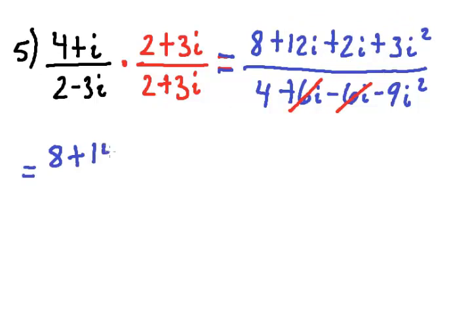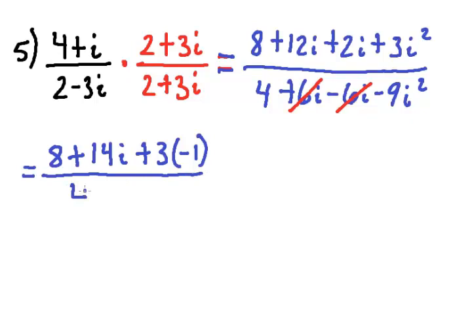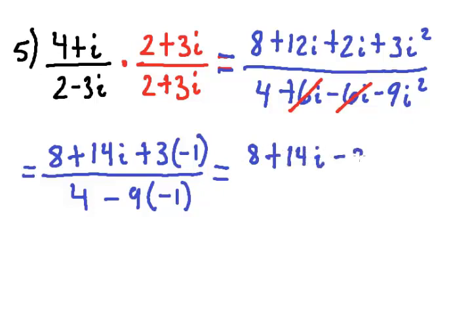12i plus 2i is 14i. What do I do with the i squared? I'm going to change it with a negative 1. So I have 3 times negative 1 divided by 4 minus 9. Instead of i squared, I'm going to use negative 1, so I have negative 9 times negative 1. If we multiply those things and then copy the rest, we're going to get 8 plus 14i minus 3, because 3 times negative 1 is negative 3. And down we're going to get 4 plus 9, because negative 9 times negative 1 is positive 9.